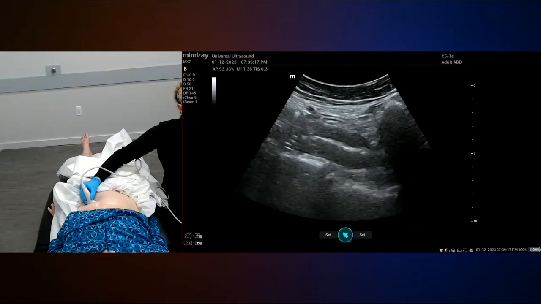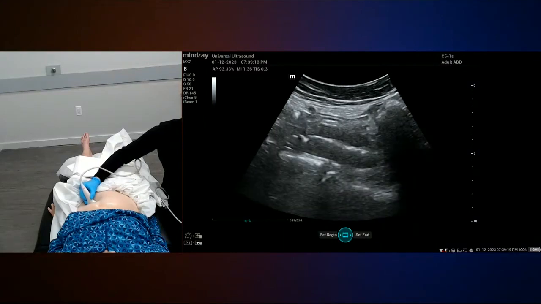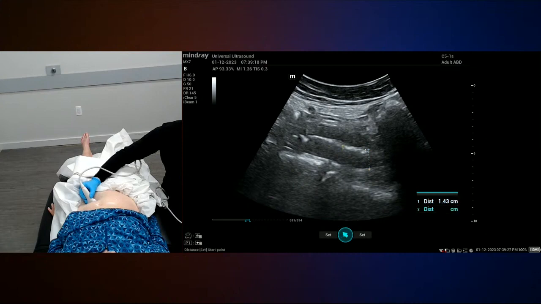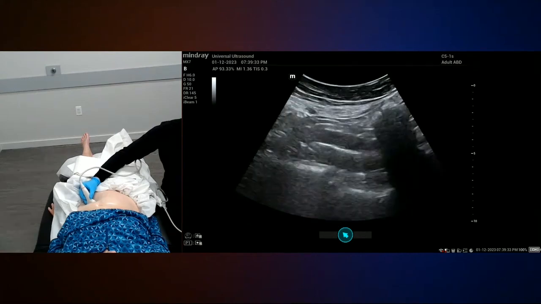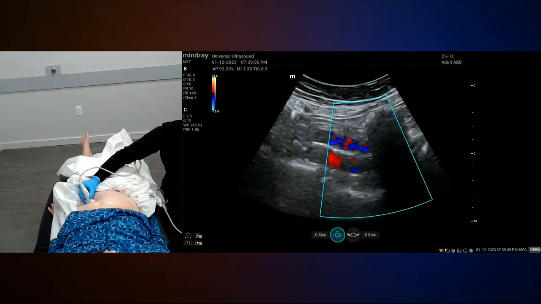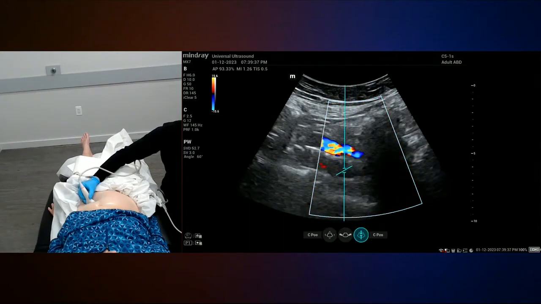But again, I always strive to get textbook pictures. So to me, this is beautiful. So this is my distal stent edge. So I'd measure, and show the physician the stent is adhered to the vein wall. Look for any residual thrombus pre and post stent, and then of course assess blood flow velocities.